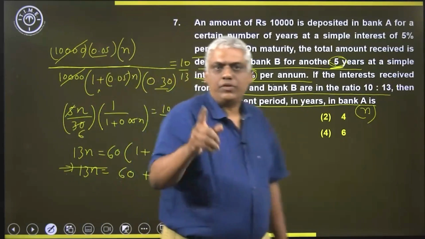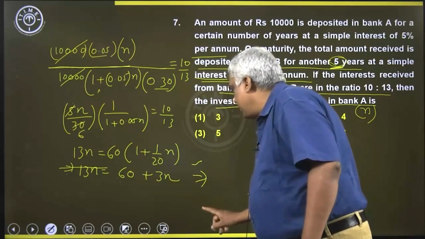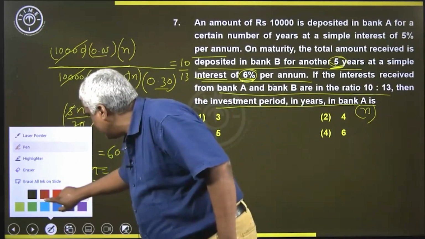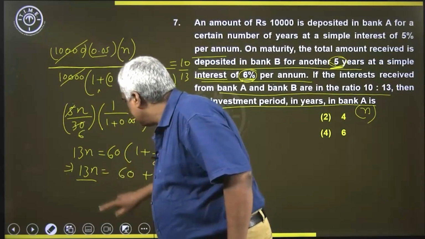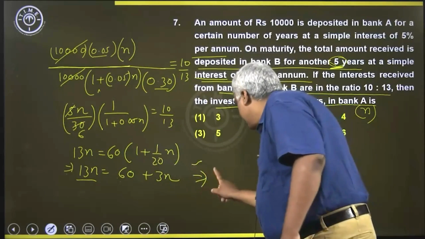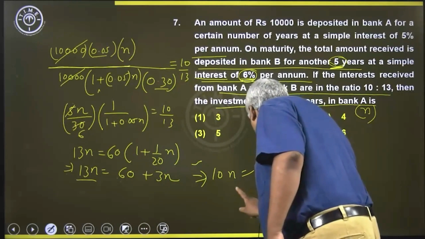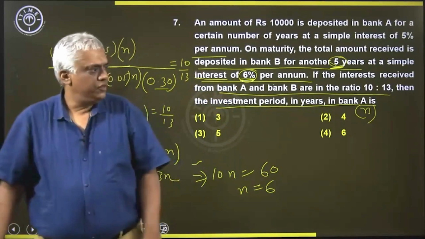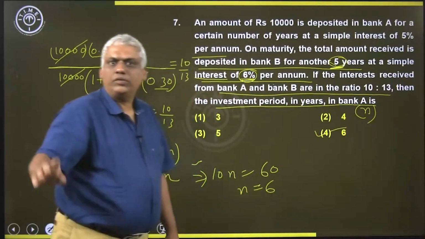So from here 3n will go to that side, so 13n minus 3n gives 10n equal to 60, or n equal to 6. So the answer is 6 years. So that's the answer, option 4. I hope this is clear.